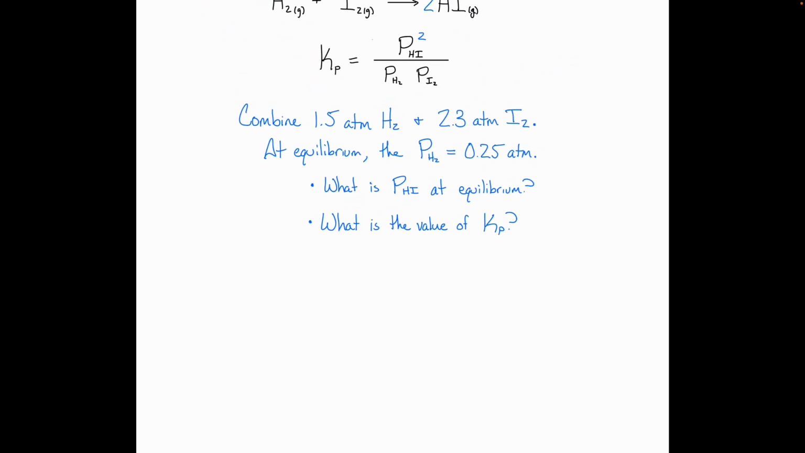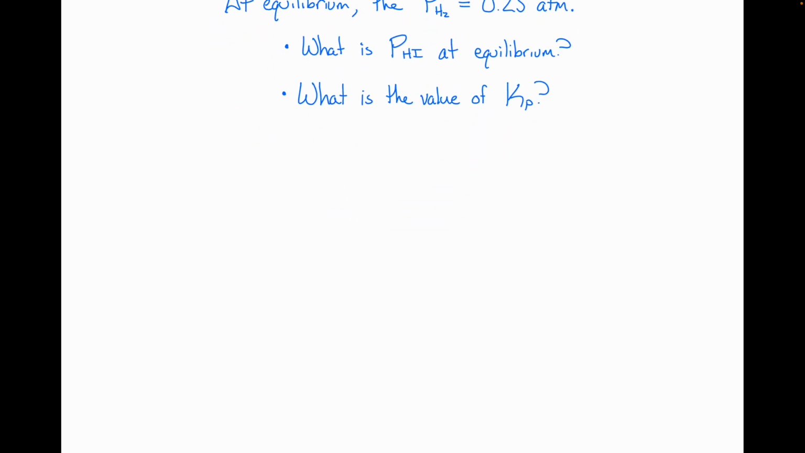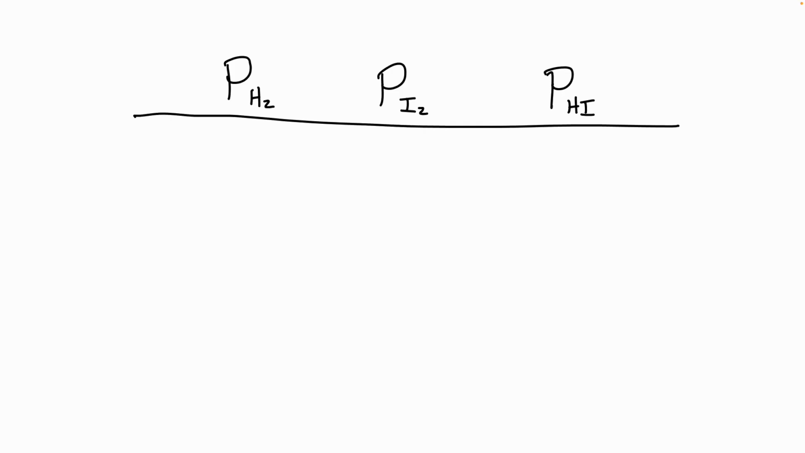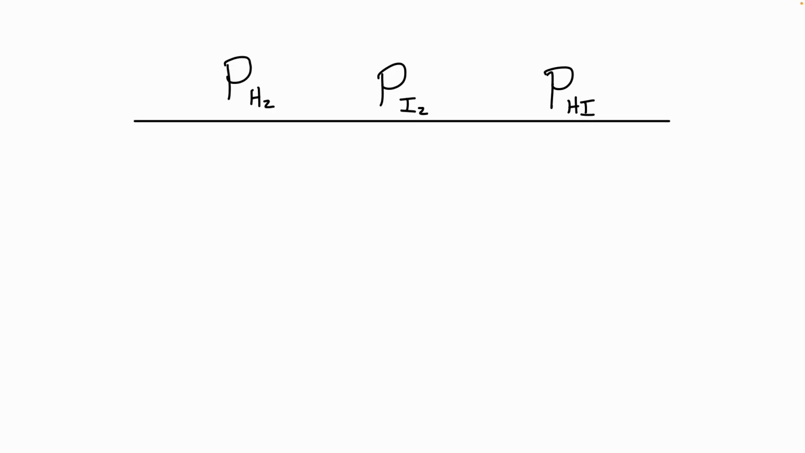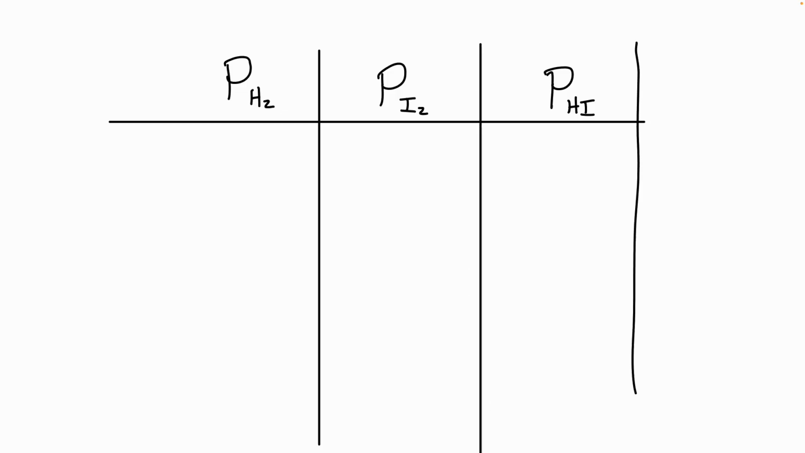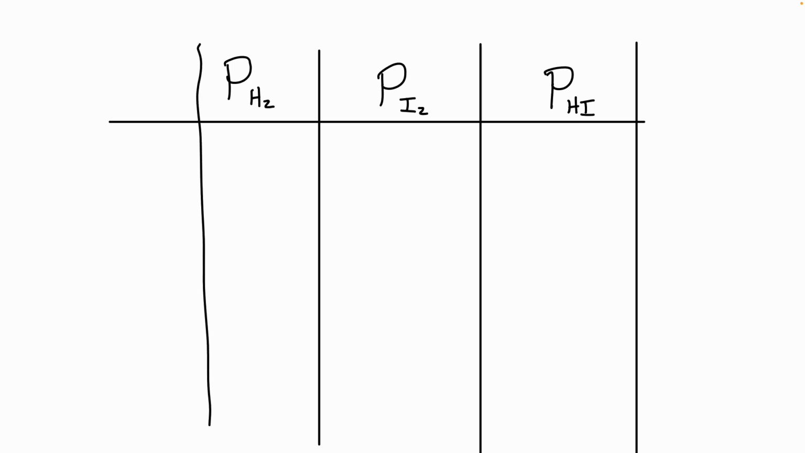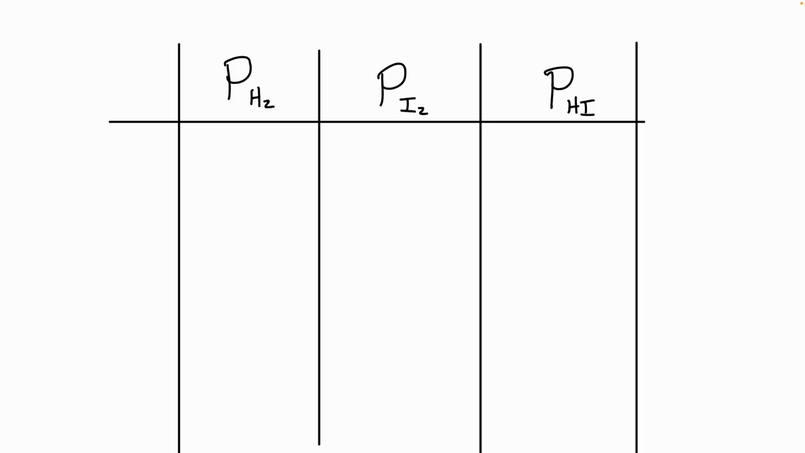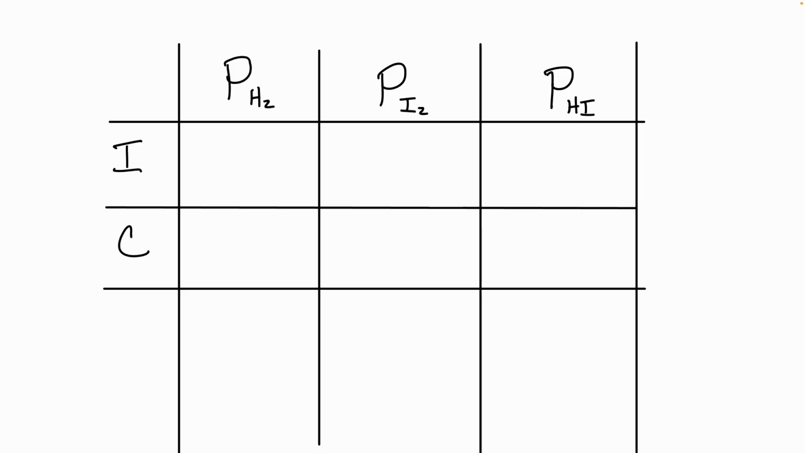Okay, so for this example here, we're talking in terms of pressure. So I'm going to make this table where I have the pressure of my reactants and my product. Okay, so here are my columns in my ICE table. All right, and then I'm going to have these 3 rows. One we're going to label I. The next we're going to label C. And the last one, E.